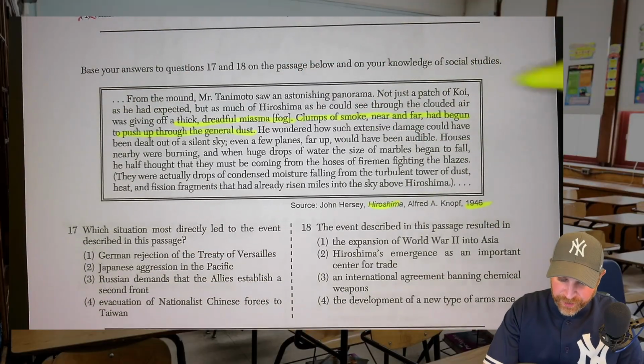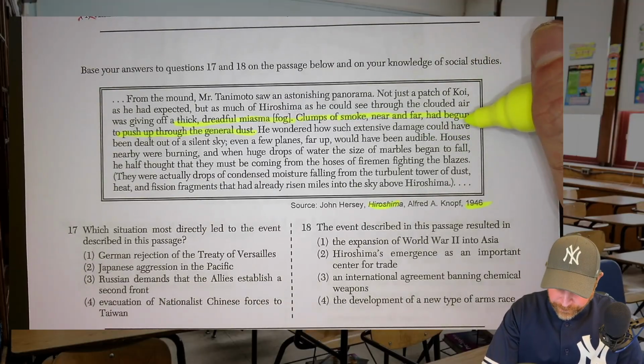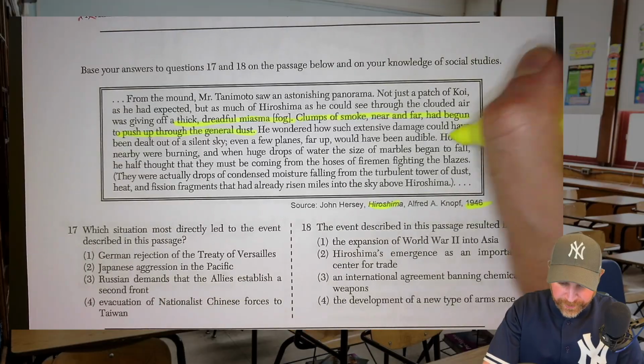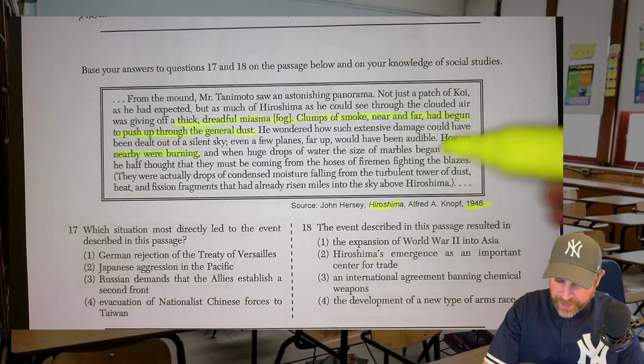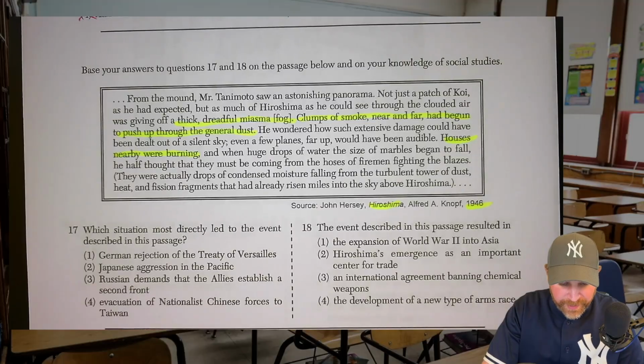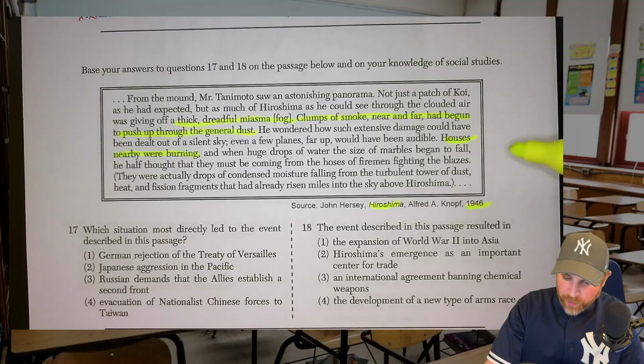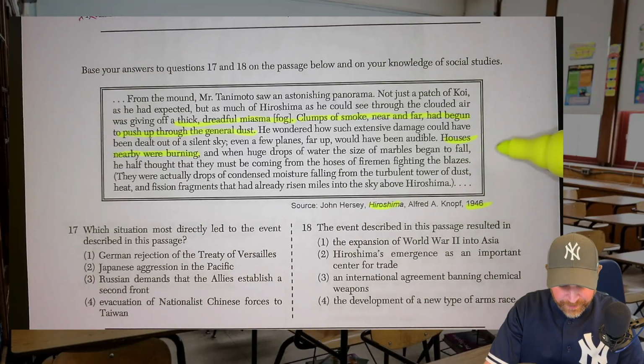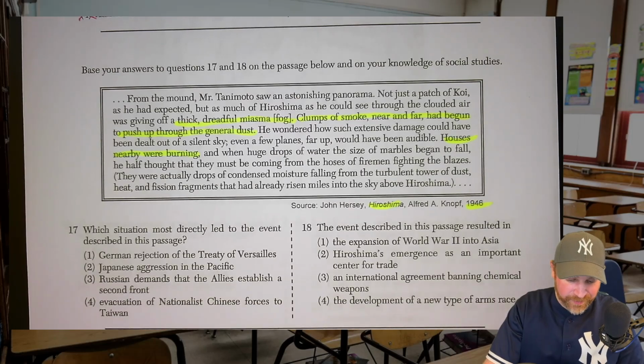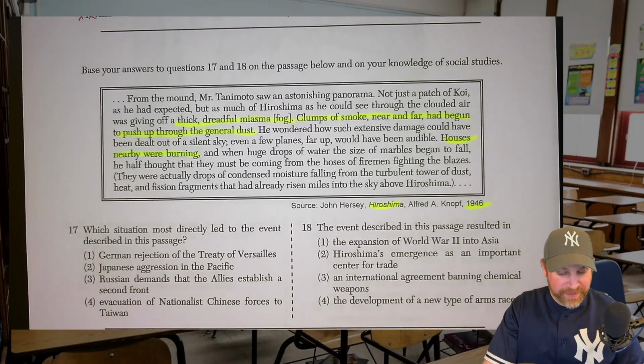He wondered how such extensive damage could have been dealt out of a silent sky. Even a few planes far up would have been audible. Houses nearby were burning, and when huge drops of water the size of marbles began to fall, he half thought that they must be coming from the hoses of firemen fighting the blazes. They were actually drops of condensed moisture falling from the turbulent tower of dust, heat, and fission fragments that had already risen miles into the sky above Hiroshima.